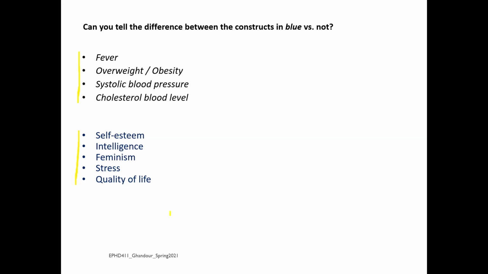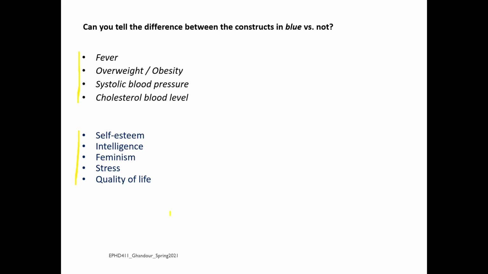Yes. Okay, perfect. So when you talk about fever, overweight, obesity, systolic blood pressure, cholesterol, these are, as you said, tangible. You can measure them. For example, for fever, you have the thermometer, and more than 37 degrees means you have a fever. Whereas when we talk about self-esteem, intelligence, stress, depression, quality of life, these are what we call latent constructs, abstract constructs, because you cannot measure them with one item.